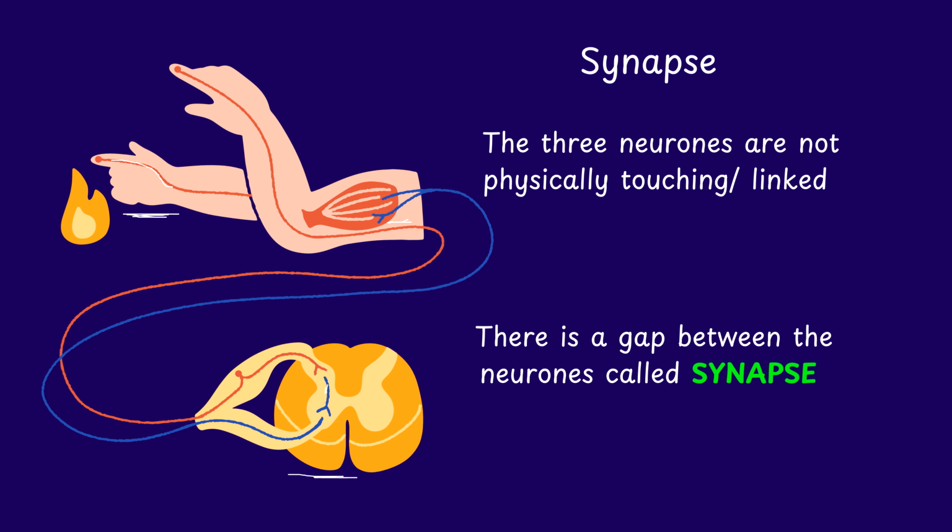What you need to also notice, students, is that the three neurons are not physically touching or linked. There is a gap right here in between the neurons. They are not touching. And this gap is called the synapse.